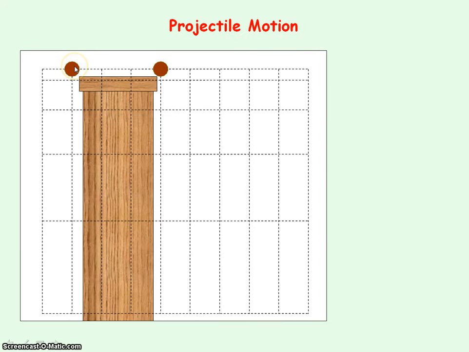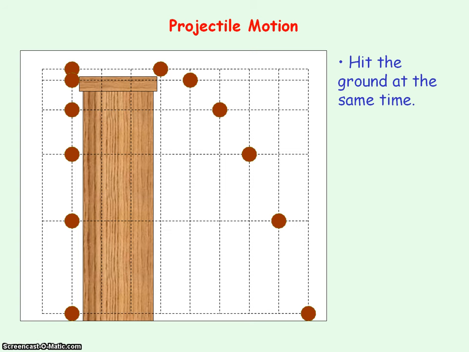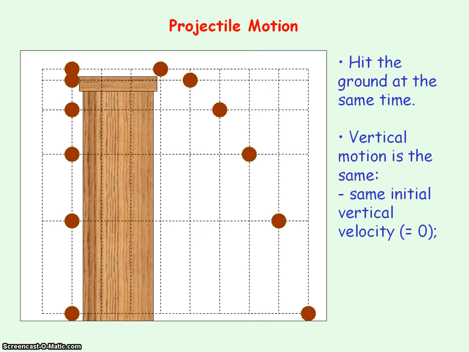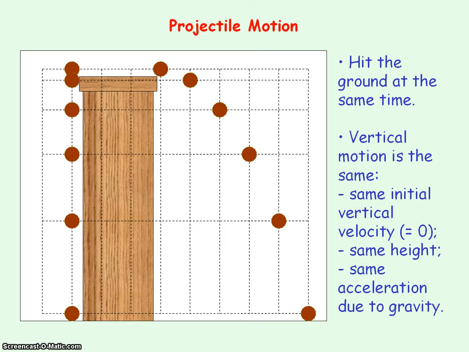Here we have a ball that will be dropped at rest vertically. And here we have a ball that will be projected horizontally. And you can see they will hit the ground at the same time, and that's because they have the same vertical motion. They have the same initial vertical velocity, which is 0. They're falling from the same height, and they have the same acceleration due to gravity.